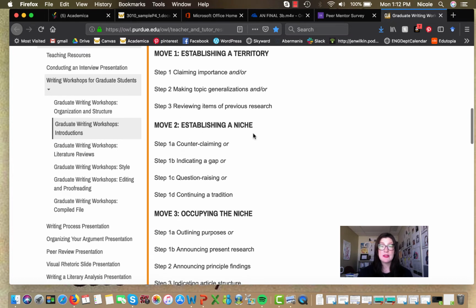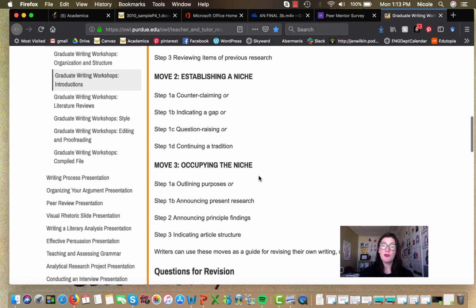Move number 2 is establishing a niche for yourself. So this consists of making a counterclaim. Are you going to disagree with somebody in the literature? Are you going to indicate a gap, something that nobody's talking about? Are you going to raise a question that hasn't been addressed or raised before? Or are you going to continue in a research tradition, pushing something further that already exists? For example, if you're continuing a tradition, you might be doing similar methodology on a new population.